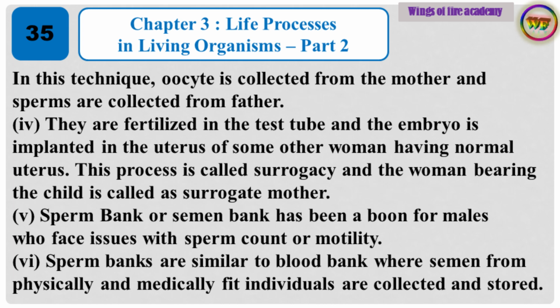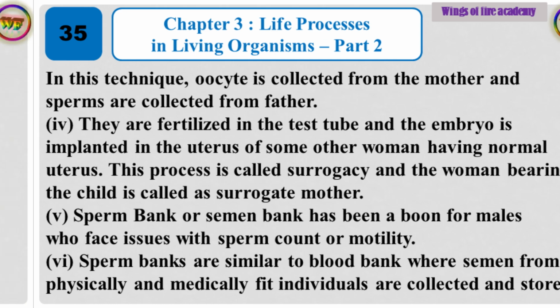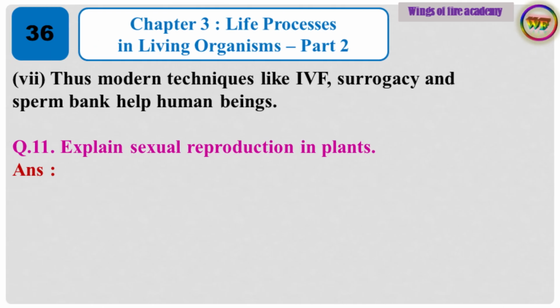Point 5. Sperm bank or semen bank has been a boon for males who face issues with sperm count or motility. Point 6. Sperm banks are similar to blood banks where semen from physically and medically fit individuals is collected and stored. Point 7. Thus modern techniques like IVF, surrogacy and sperm bank help human beings.